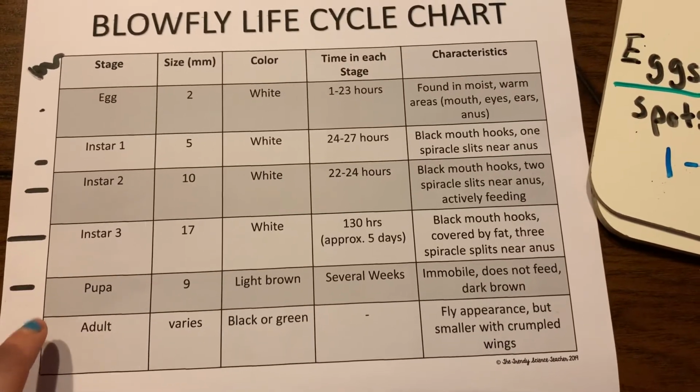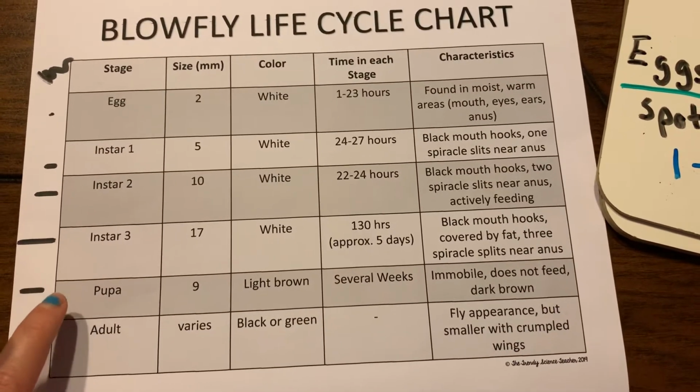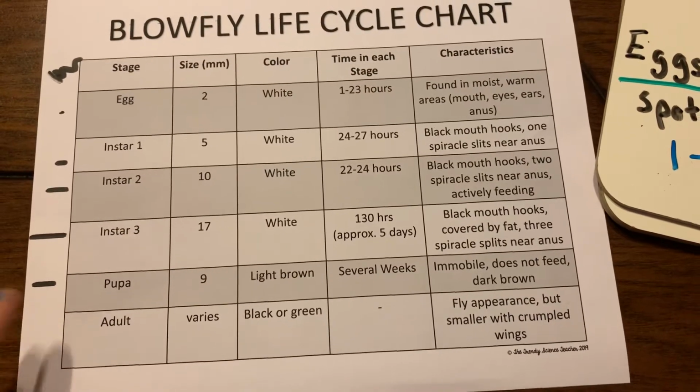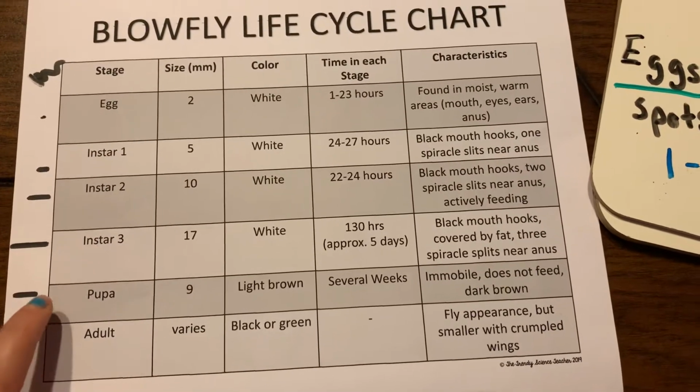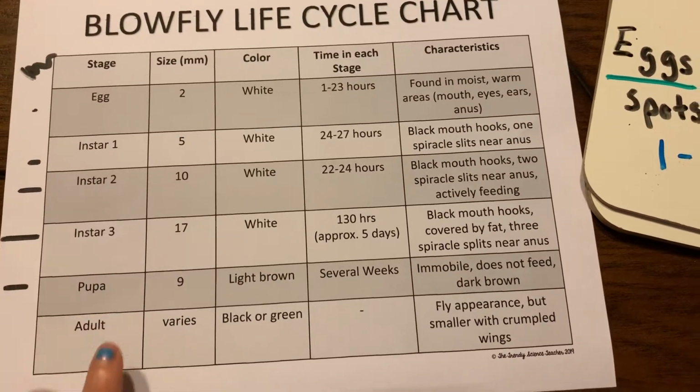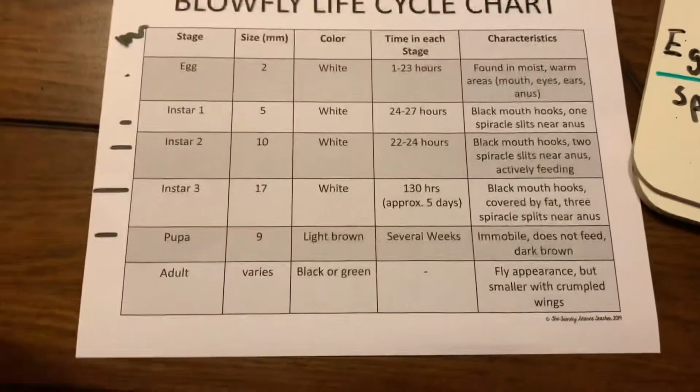And then after it's reached its 3rd stage of instar, it goes into a pupa, which is kind of the same as a butterfly going into a chrysalis. And inside that pupa, it's going through metamorphosis, that change, and it'll become an adult fly again, and the whole process starts over.